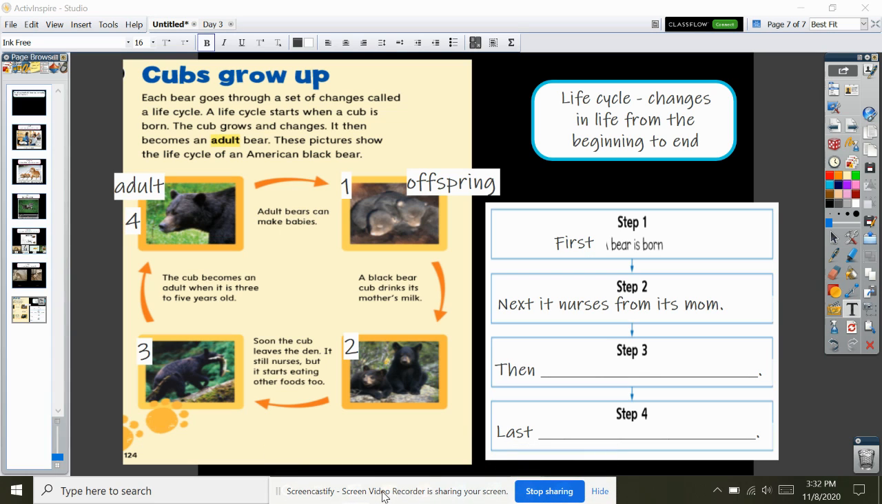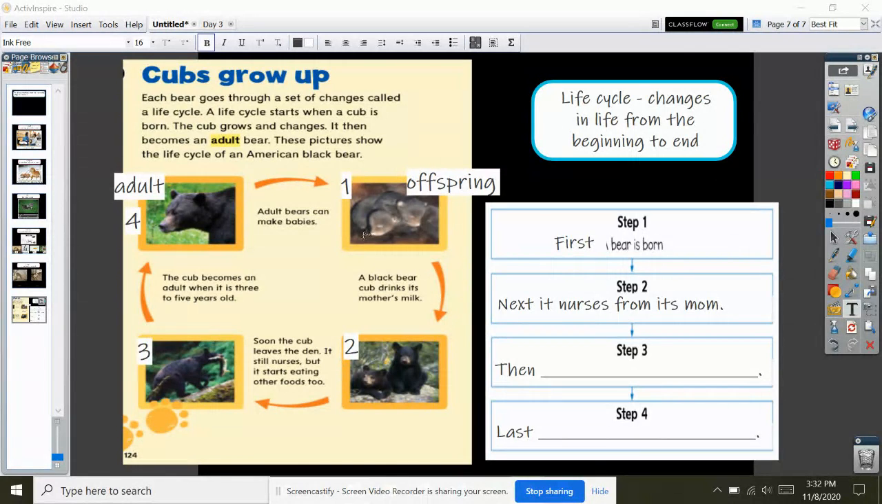We're going to reread part of our story, Baby Bears. This part is about cubs growing up. We're going to think about the life cycle of bears from the beginning to the time they become an adult. Remember, a life cycle is all the changes an animal makes from being born until it becomes fully grown.